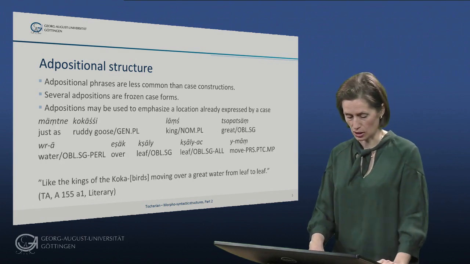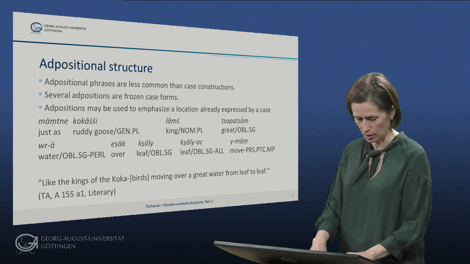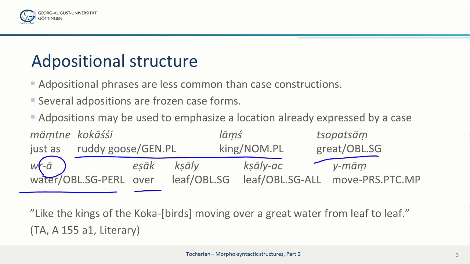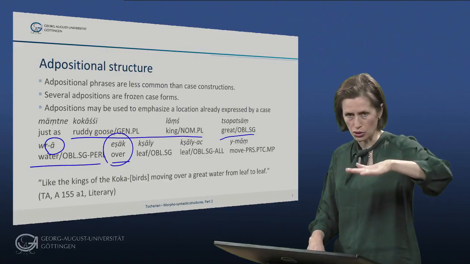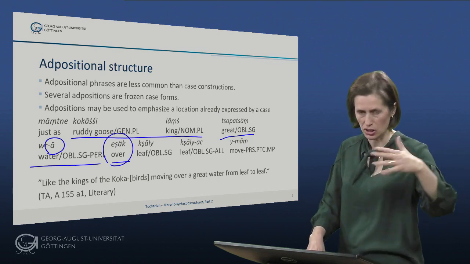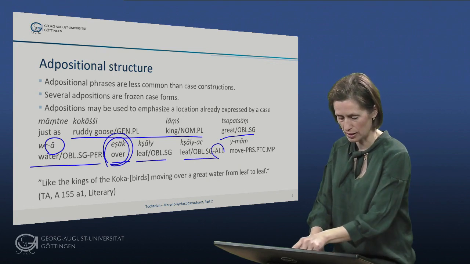So we see here an example from a literary text, which is very nice. We have here, just as the king of the ruddy goose, and then there is this phrase, over a great water, over, you see. So he's moving over the water in the perlative, but in order to emphasize that he's really not on the water, he's flying maybe a meter or half a meter over the water. It's about a bird flying here. They add eshek. And then from leaf to leaf with the allative, moving.